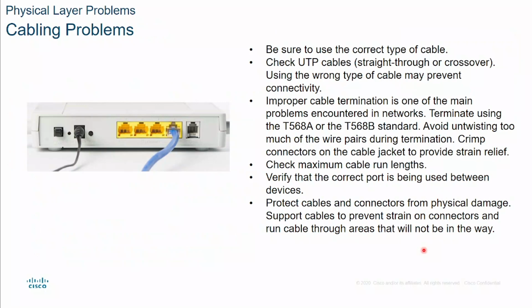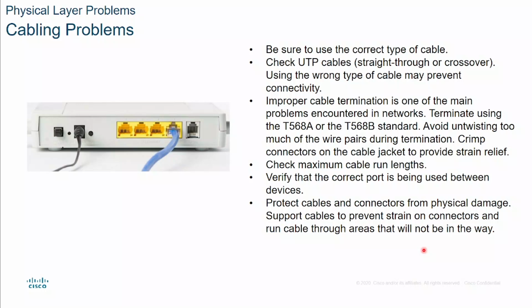Be sure to use correct types of cables. Check UTP cables, which are either straight through or crossover. Improper cable termination is one of the main problems encountered in networks. So terminate using the T568A or T568B standard, which is either copper straight through or crossover. Also crimp connectors on the cable jacket to provide strain relief.